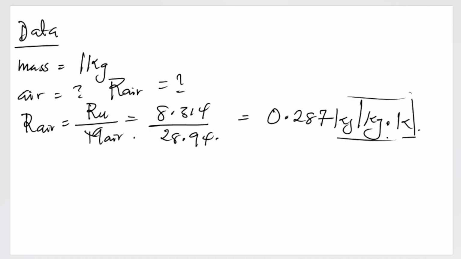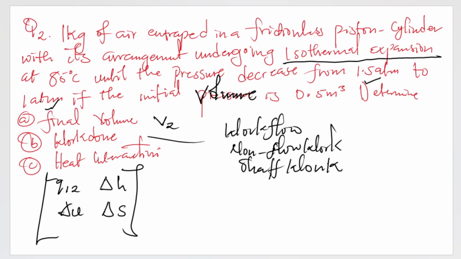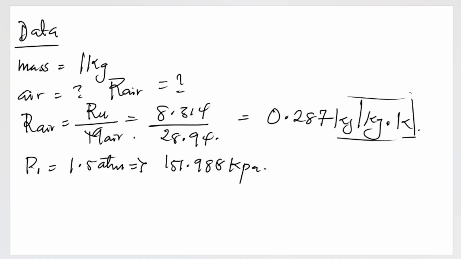What's the next thing? From our question, we are given P1 to be our initial pressure, and we are given P1 to be 1.5 atm. So it's left for you to convert 1.5 atm to kilopascal, and you simply have 151.988 kilopascal. What's the next thing we are given? From our question, we are also given that our P2 was 1 atm, and it's equivalent to 101.325 kilopascal.